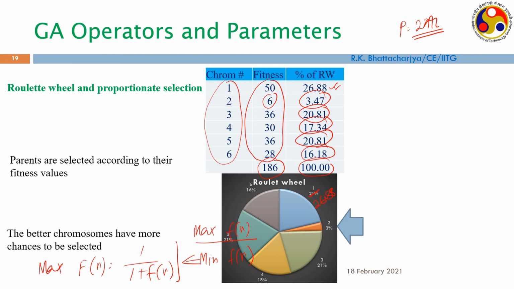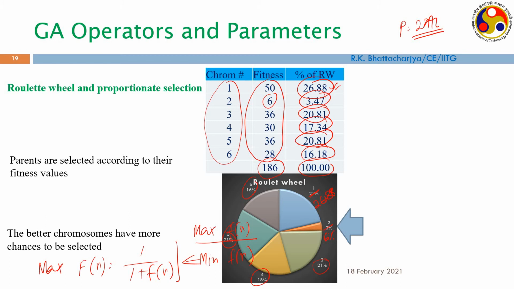Similarly, this is the second solution, which should be 6 percent. The third solution will be around 21%. The fourth solution is around 18%, and then this is again 21%, and this is 16%. I think this is correct. So now you are distributing the roulette wheel based on the fitness value.